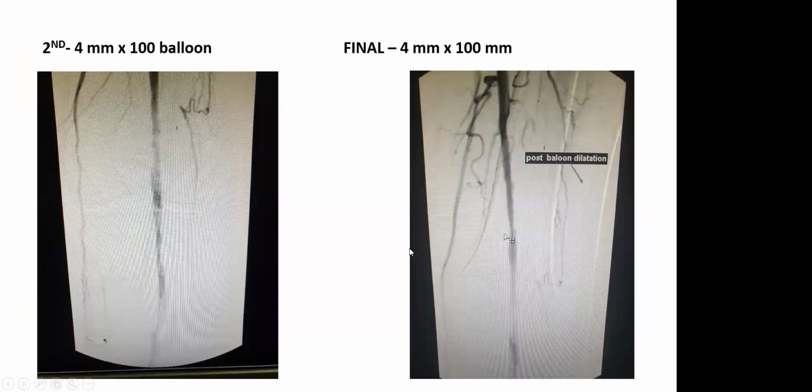And here, this is after balloon dilatation. You now see that the blood vessel has opened up, and you can see contrast coming down through the vessel into the tibial, the anterior and posterior tibial arteries. Next slide.